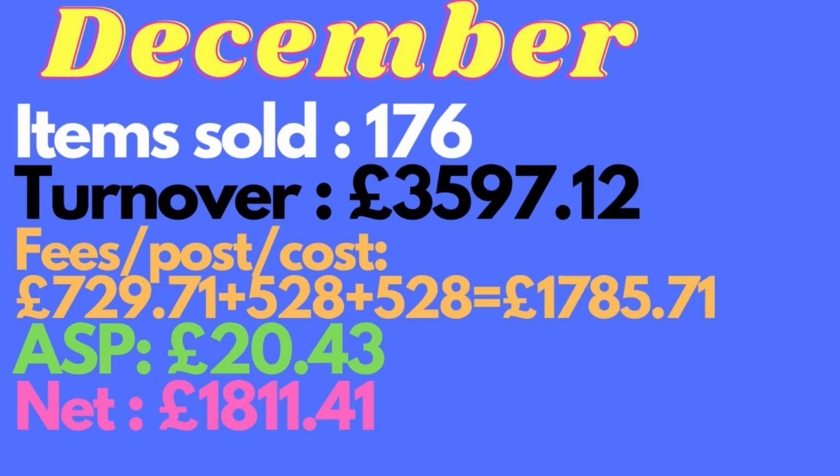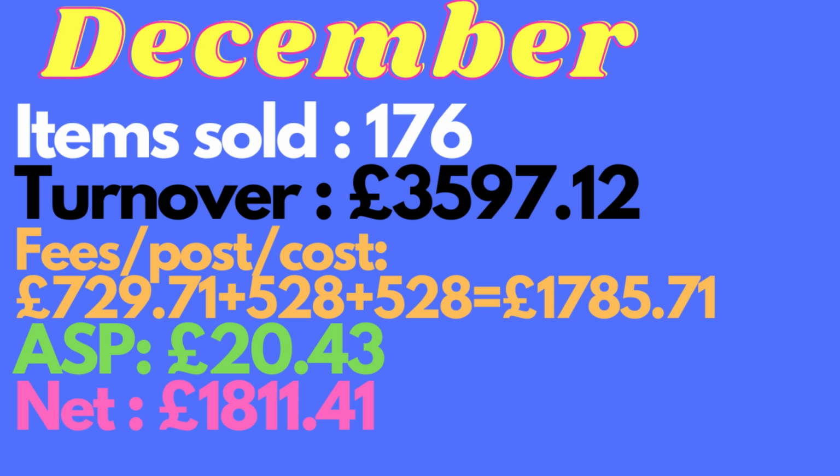Okay, so this is my December. Items sold was 176 across eBay, very similar to November, which was 179, so there's not much in it. But look at the turnover, £3,597. That is about £600 less, and yet it's the same amount sold. And look at the ASP, £20.